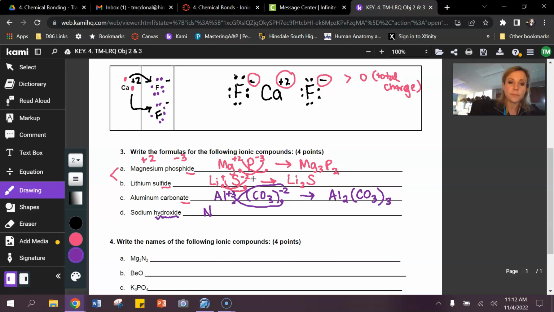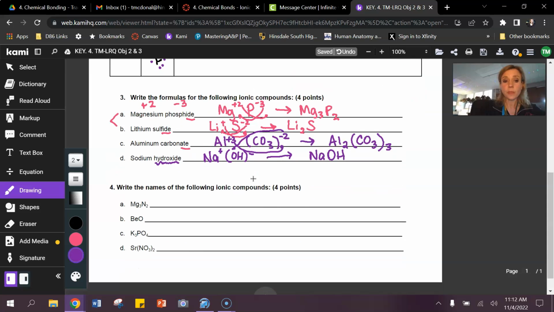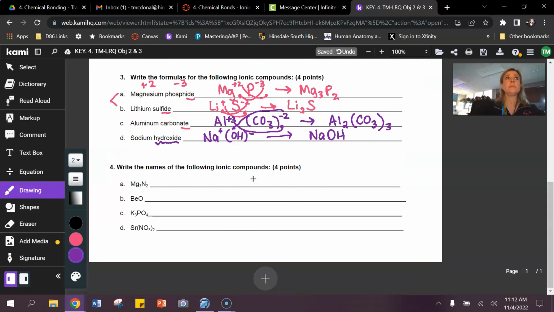So sodium has a charge of +1, and hydroxide has a charge of -1. So since +1 and -1 cancel each other out, we only need 1 sodium and 1 hydroxide, and my formula is NaOH. Okay, now we have to write the names for this, and in order to do that, all you do is name the metal and then name the anion.